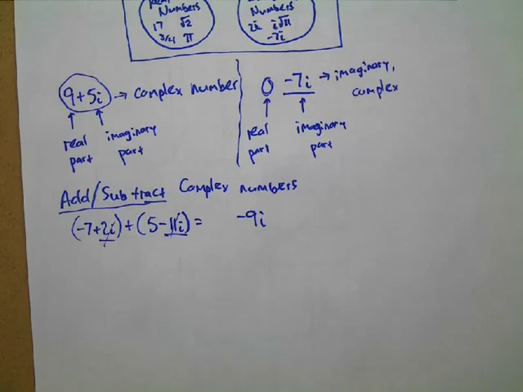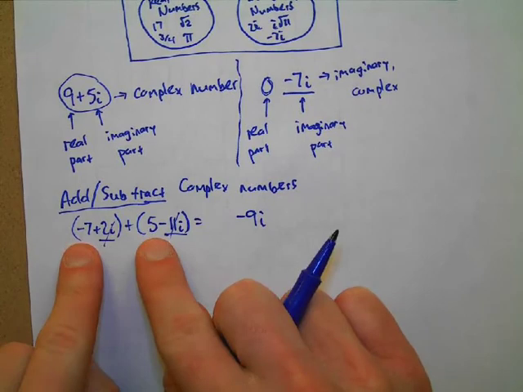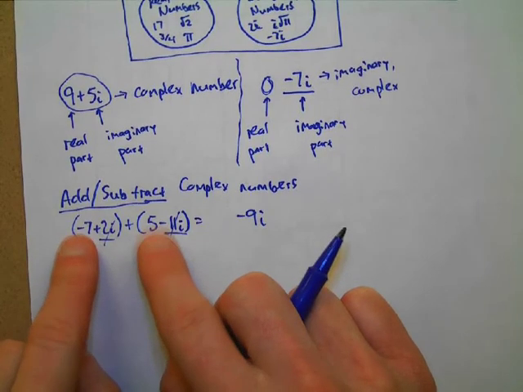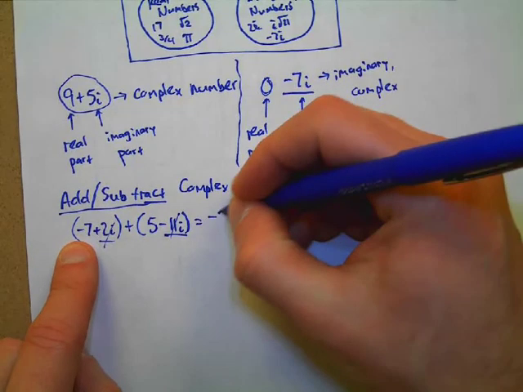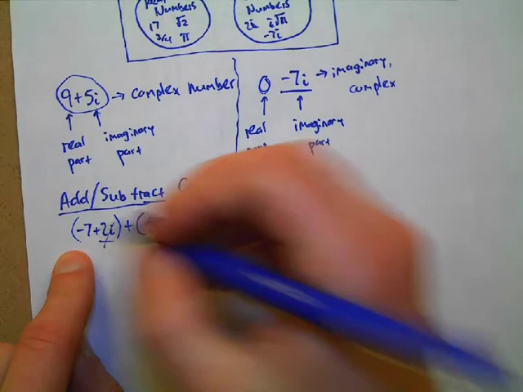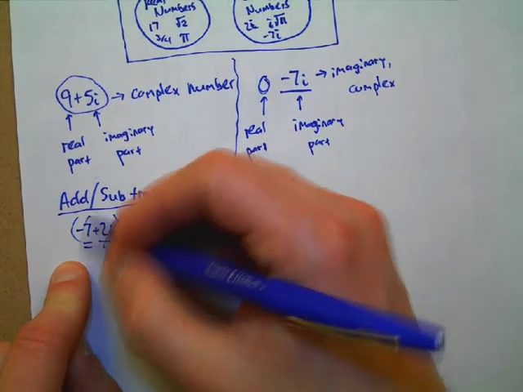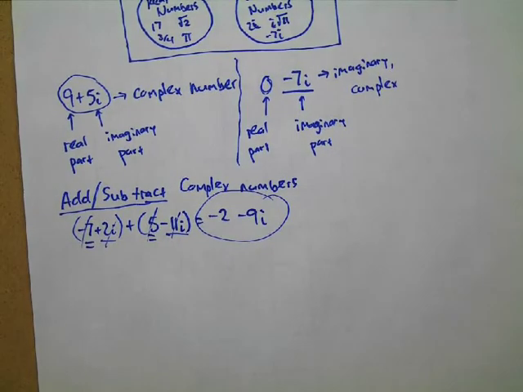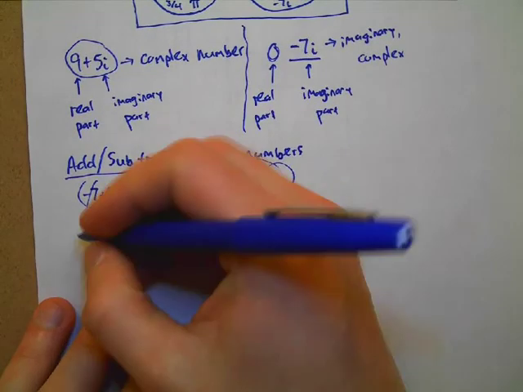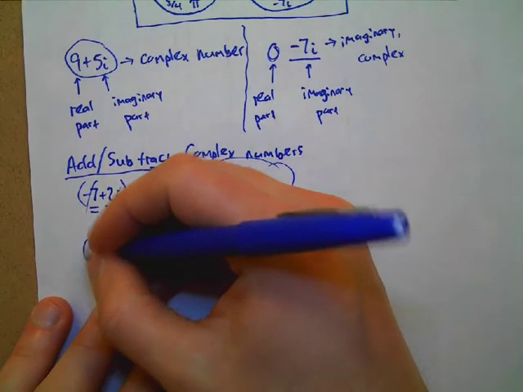The constants are just like the real numbers too. The negative 7 and the 5 can also go together. What's negative 7 plus 5? Negative 2. And so there's the real part right there, and there's our final answer. That's it. So what is adding and subtracting complex numbers? It's combining like terms. That's all it is when you add or subtract.